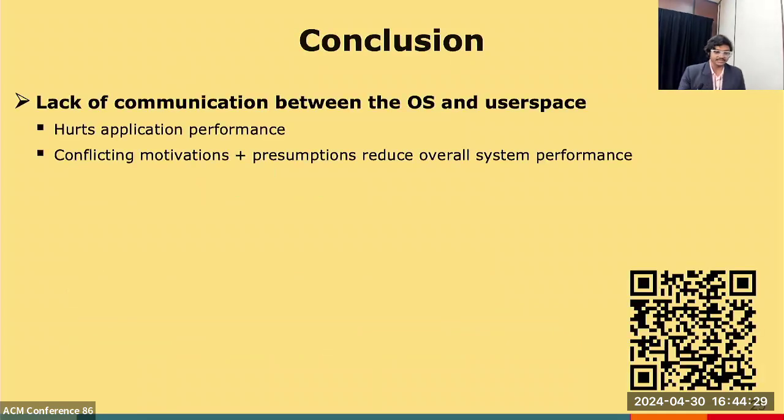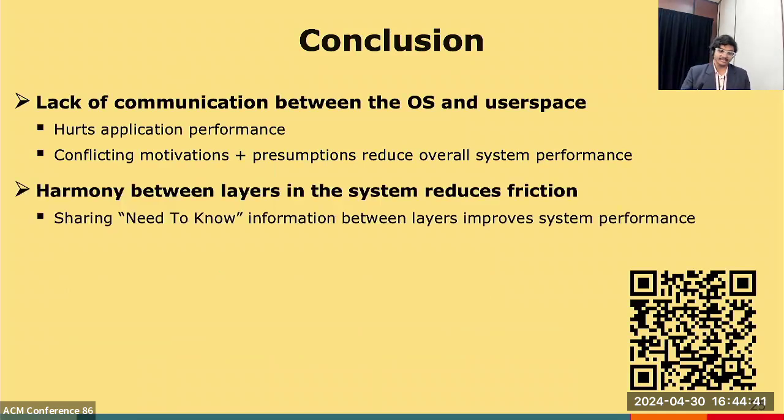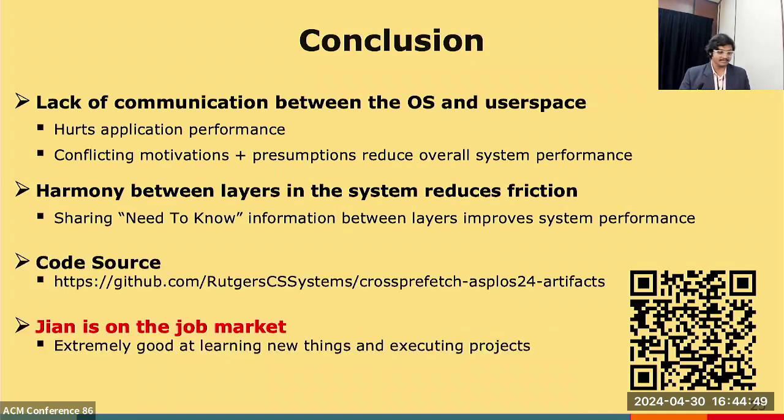In conclusion, we observe that application performance could be lacking because of conflicting activity between the OS and the user space, and this is because of a lack of communication that leads to incorrect presumptions at these layers. Sharing information on a need-to-know basis might improve harmony in the system, which would improve system performance at large. We have open sourced our code, so you can take a look at it.